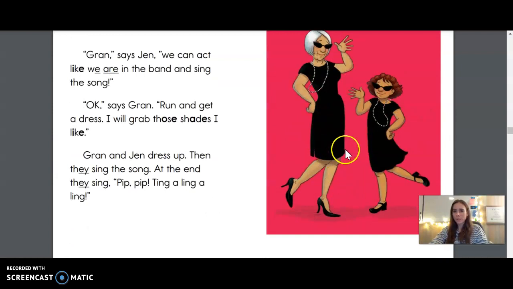Does it look like they're having fun in this picture? Thumbs up or thumbs down? I think they're having fun. I can tell because they're smiling, they're dancing, they're moving, they're dressed up. They look like they're having a grand old time.